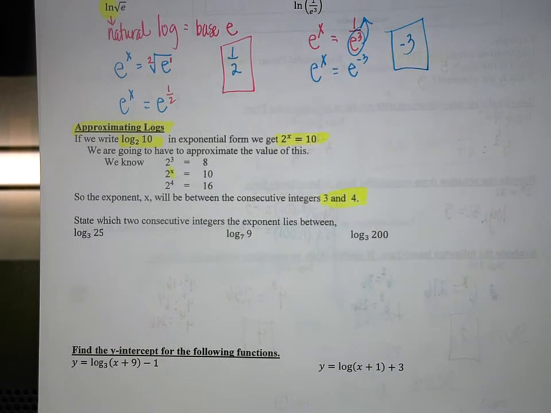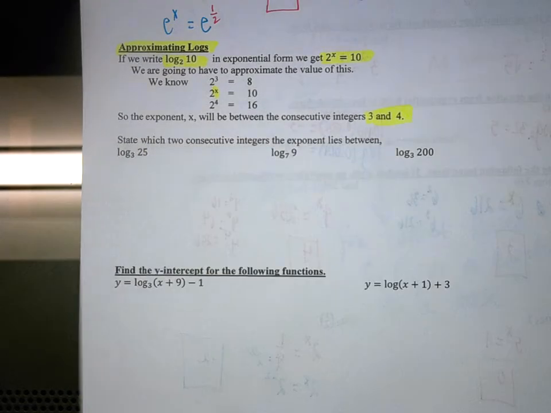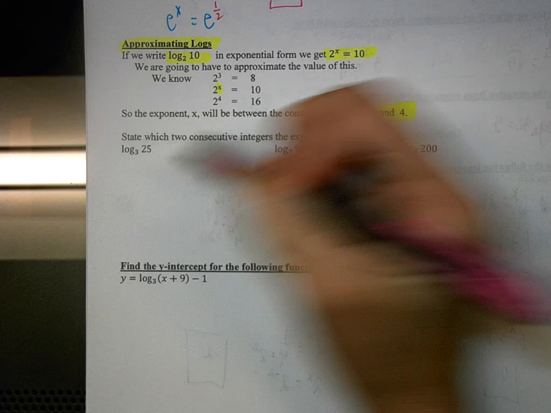So we can approximate by knowing these values that it's in between. Does that make sense? So if we rewrite this one in exponential form, okay, how would I write this? Log base 3 of 25.